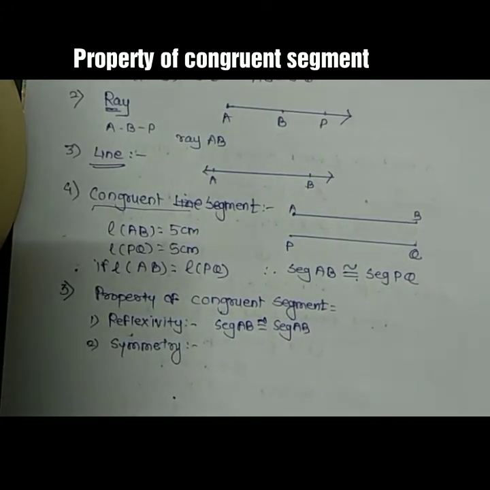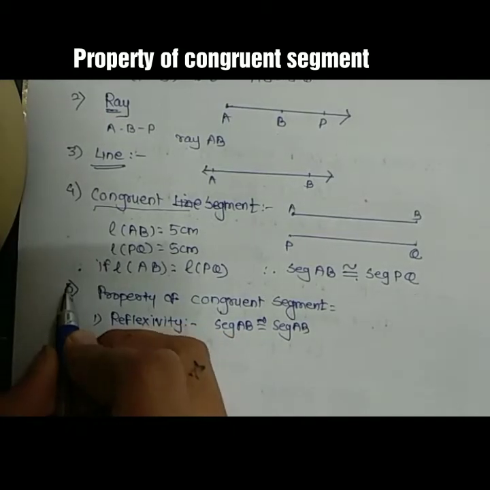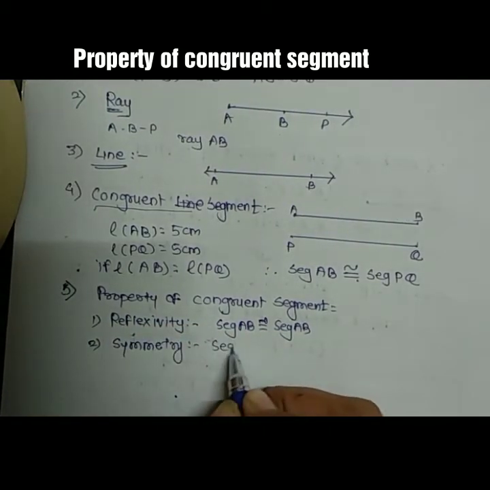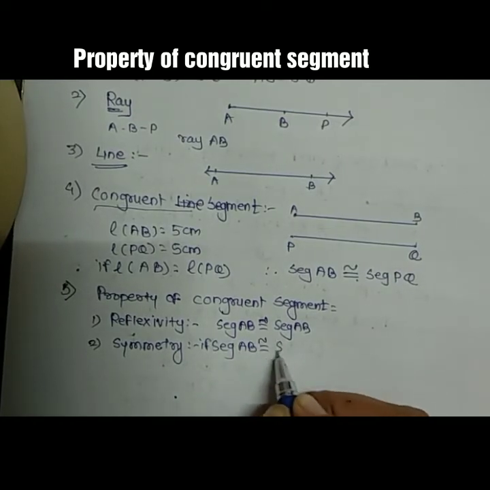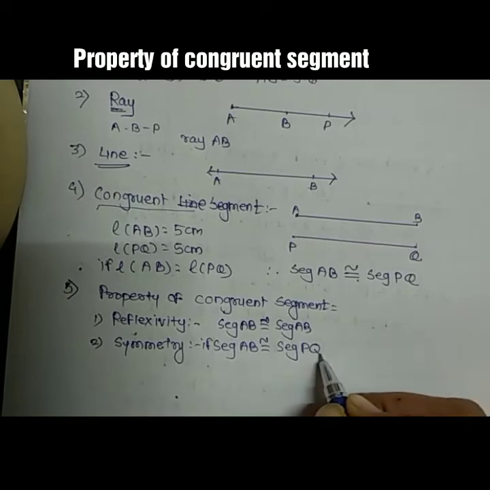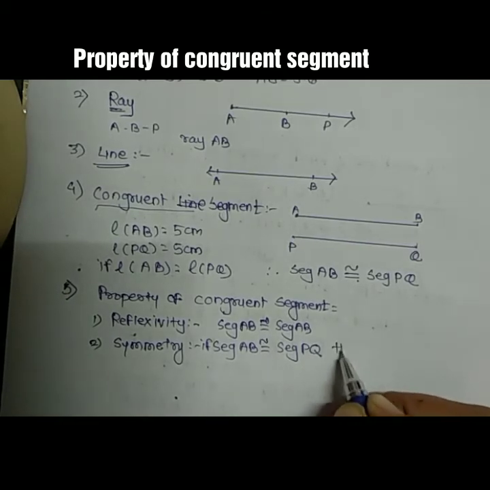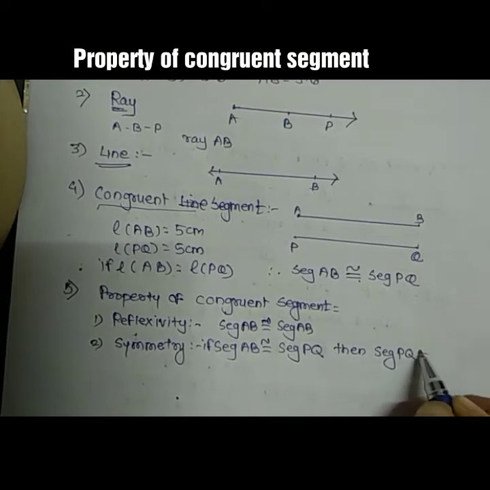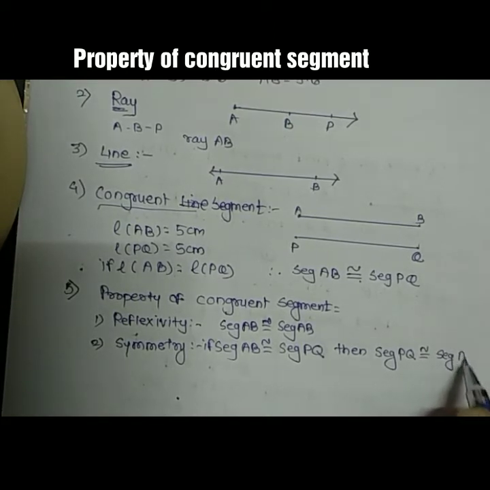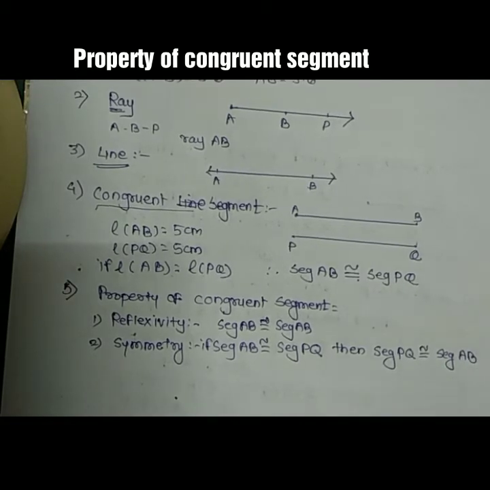The second property, symmetry. Symmetry means if the first segment is congruent with the second one, then the second segment is congruent with the first one. So here, if segment AB is congruent to segment PQ, then segment PQ is congruent to segment AB.